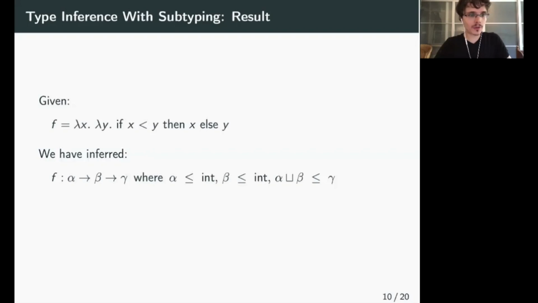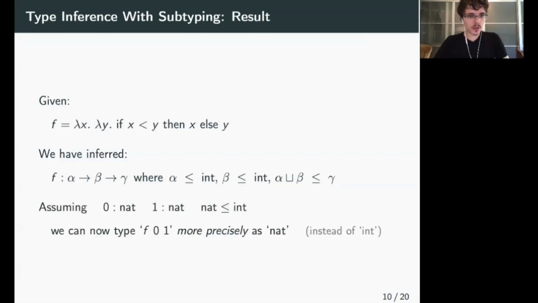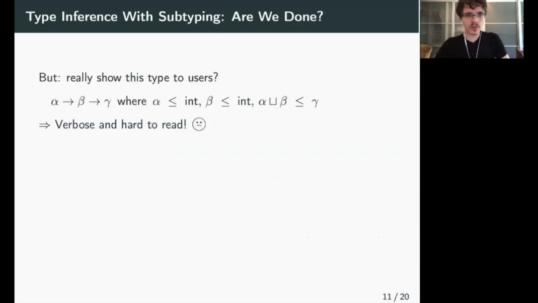So we have inferred the type alpha to beta to gamma, where alpha is less than int, beta is less than int, and alpha union beta is less than gamma, which means that gamma is a supertype of both alpha and beta. Now the call f of 0 and 1 is more precisely typed as nat instead of int. But is this really a type we want to show users? It looks much more confusing than the type we had before we introduced subtyping into the mix.